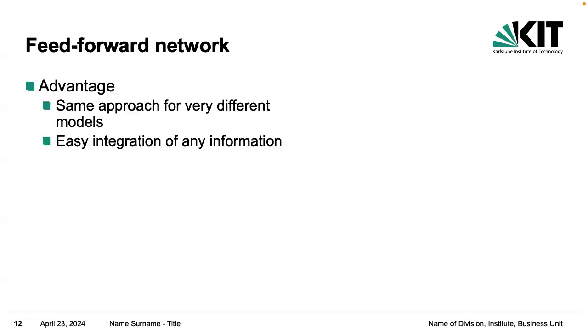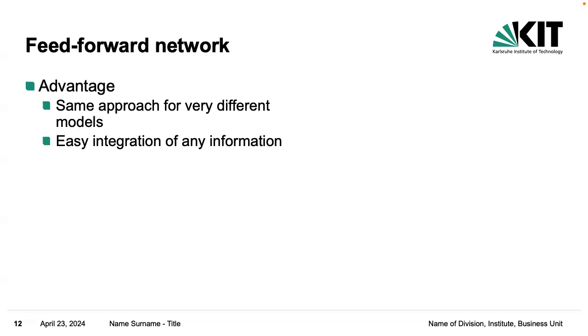So the main advantage is we have in this feed-forward network the same approach for very different types of models, and we've seen it's quite easy to integrate more information. So even a very different one, even if you think about the image, you could now add some of the location where the image was taken. That might be very helpful, and it's easy to integrate, and the model will itself learn by its weights to focus on which part is important and which part is not so important.